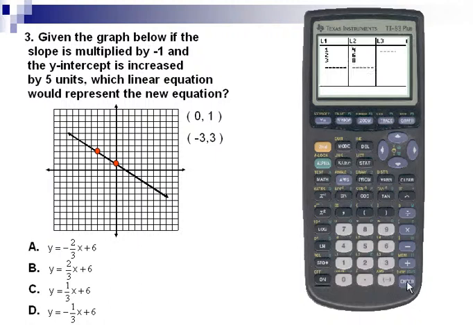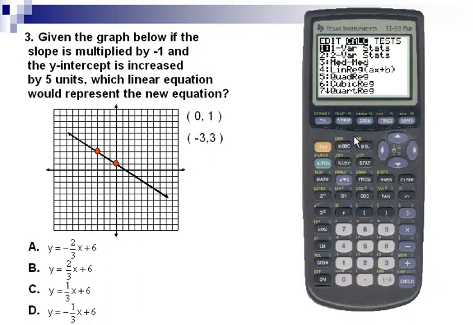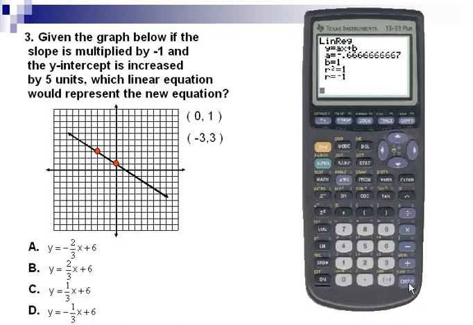Go to Stat, Enter. We're going to clear out anything that is there. Our list 1 will contain our x values. Our list 2, our y values. Go Stat, Calculate, number 4 for linear regression.